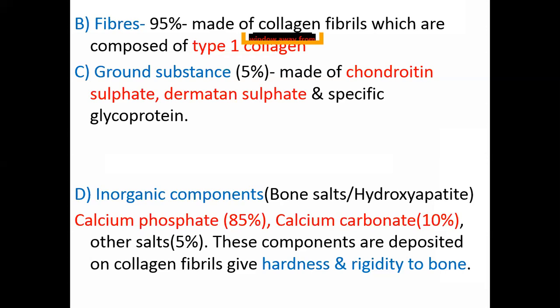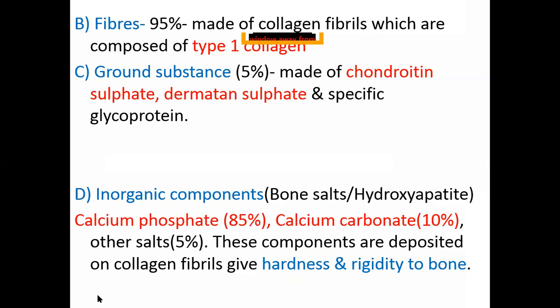I should have brought that slide over here also. Now let's go to the inorganic components. We finished this: ground substance is 5%, made of chondroitin sulfate, dermatan sulfate, and specific glycoproteins. The inorganic components are hydroxyapatite, made up of calcium phosphate 85% and calcium carbonate 10%. These components are deposited on the collagen fibrils. They give hardness and rigidity to the bone.